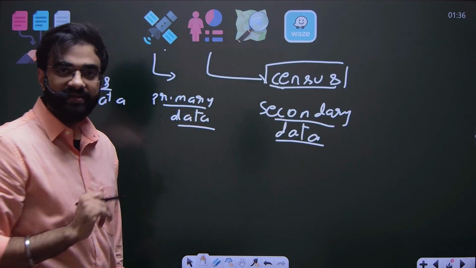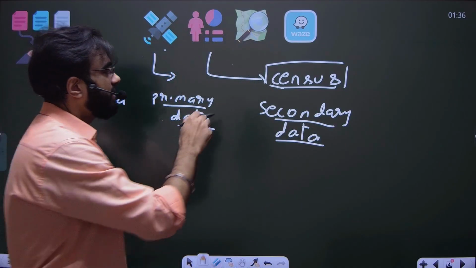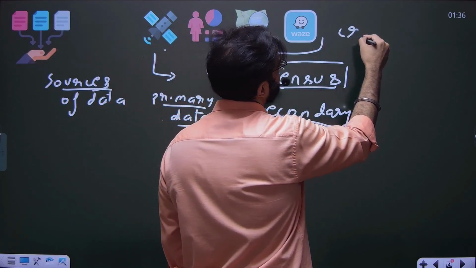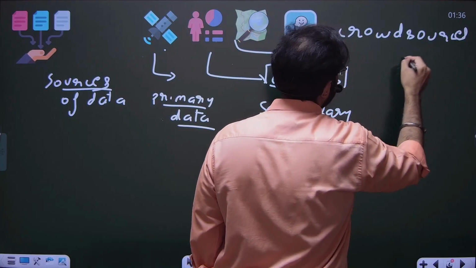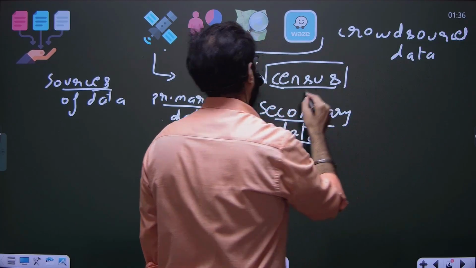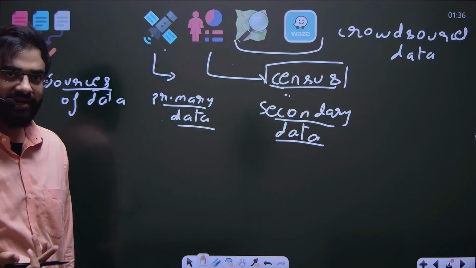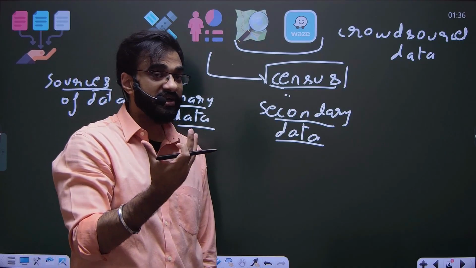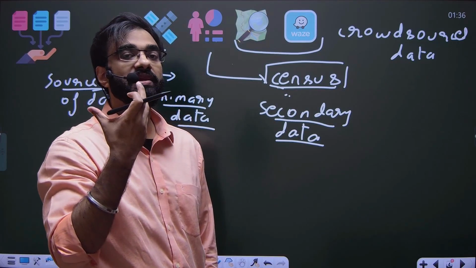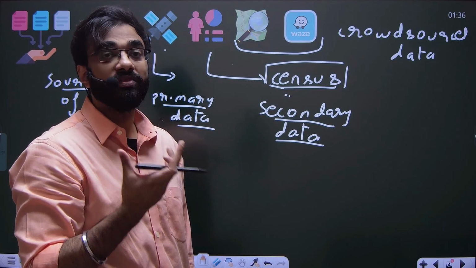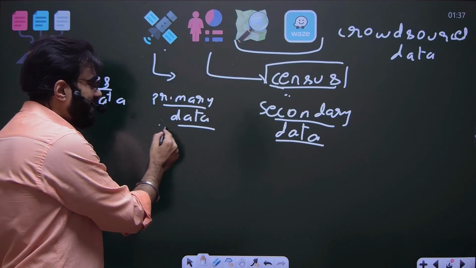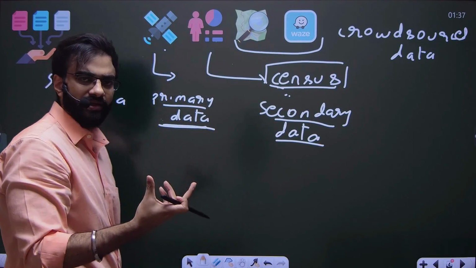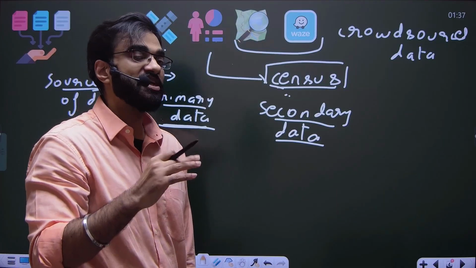So these are the two basic types of data. Then there is a third category of data also, which is known as crowdsourced data. Okay. So like we have observed that this is census, this is official data. It has a certain value to it. It has a level of reliability, authenticity, it is genuine in nature. Primary data also we are collecting, but it has not been verified. It has to be verified.